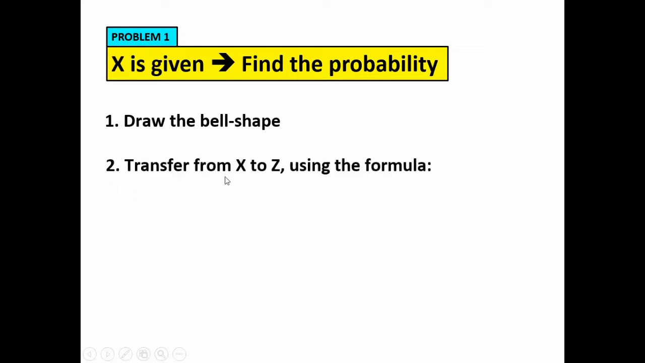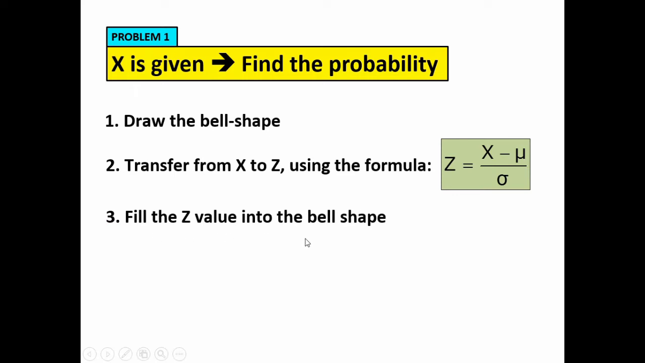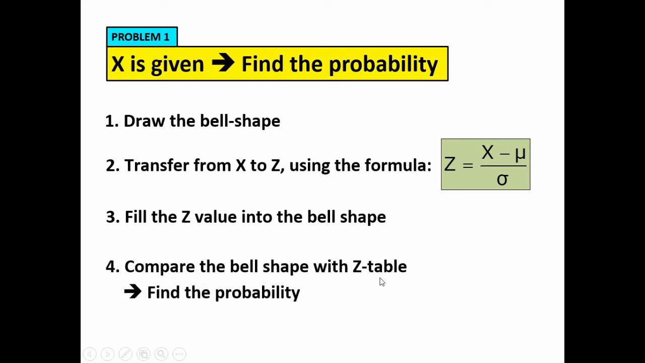Step 2. Transfer from the x value to the z value by using this formula: z is equal to x minus mu over sigma. Third, fill the z value that you have just figured out into the bell shape. And finally, look at the z-table. Then compare your bell shape with the z-table and find the corresponding probability.